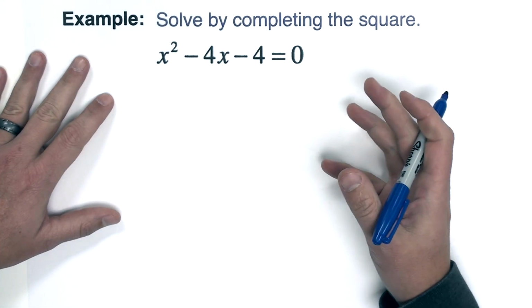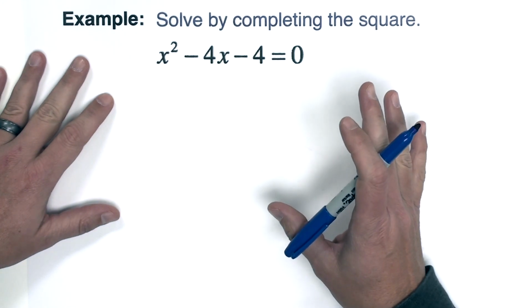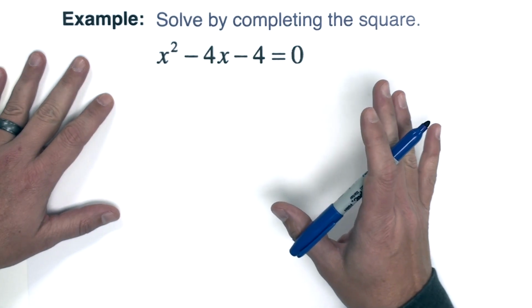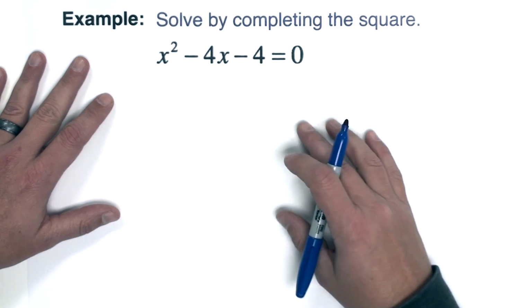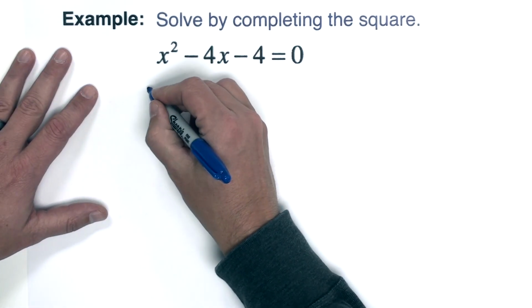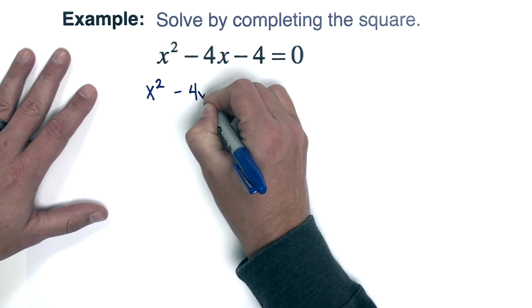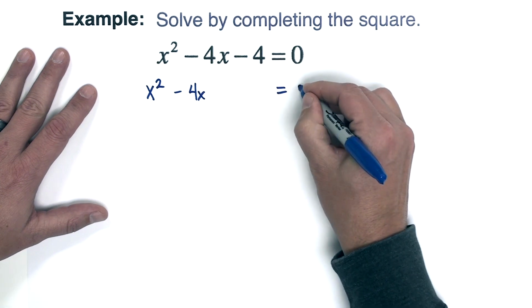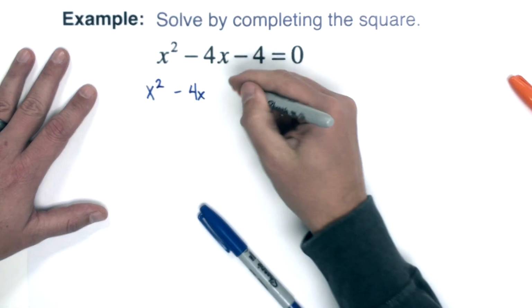Alright, if you think you've got the hang of this and you want to try one on your own, this would be a great problem to hit the pause button and go at it by yourself, and then once you think you've got an answer, or if you get stuck along the way, go ahead and resume playback and see how you did. So here we go. I'm going to start by grouping or isolating these x's. So x squared minus 4x equals, this negative 4 gets added, so equals 4. Now I'm going to add to both sides.